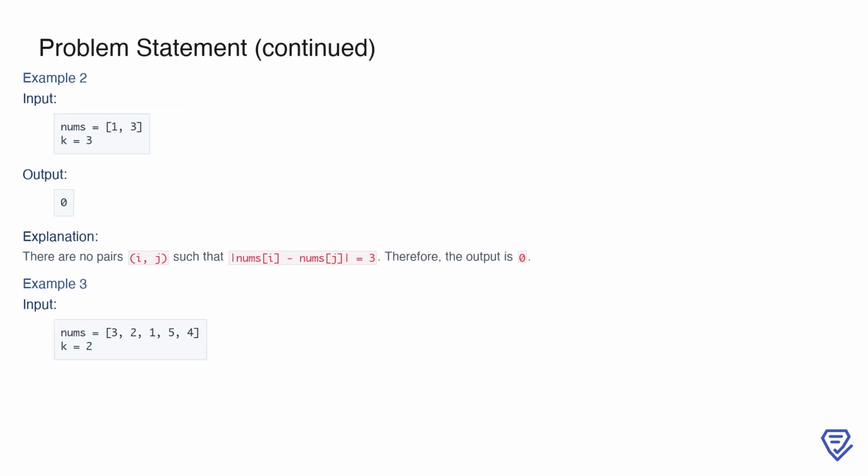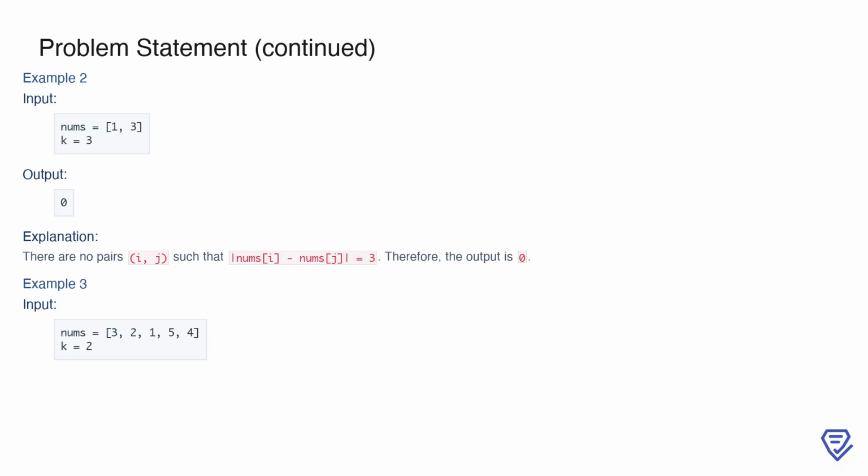Now, let's examine another example where nums equals [1, 3], and k equals 3. In this case, we are looking for pairs where the absolute difference equals 3. However, there are no such pairs in this input because the only possible pair, (0, 1), gives |nums[0] - nums[1]| = |1 - 3| = 2, which does not match k equals 3. Therefore, the output is 0.